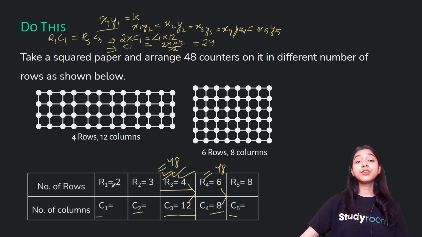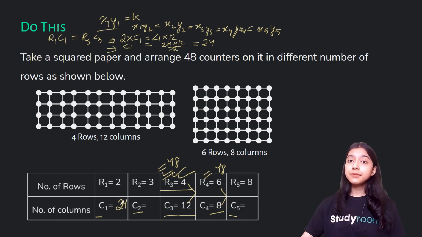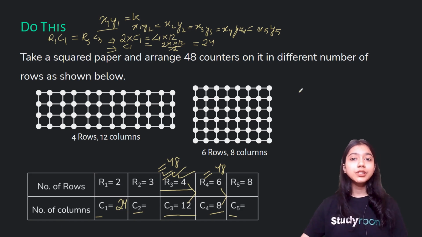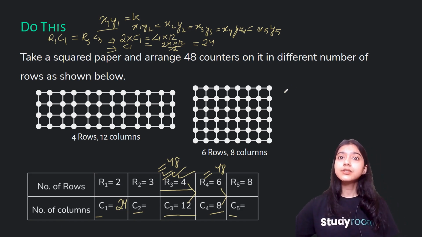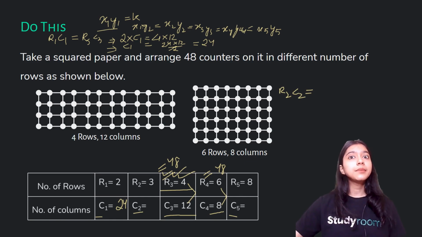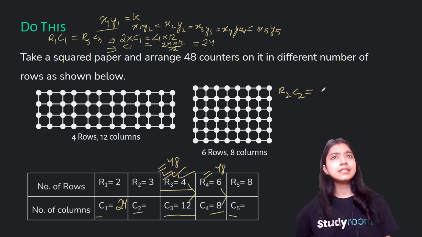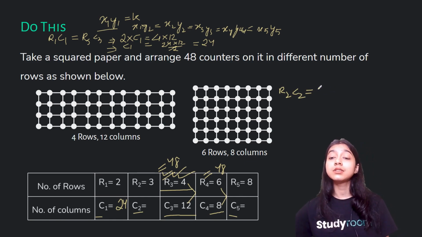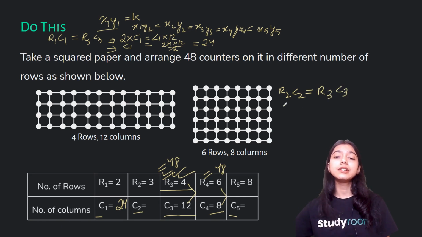So we can say that when the number of rows is 2, the number of columns will be 24. In a similar way, let's try calculating the number of columns when the number of rows is 3. Again in this case, we can write the product of these 2 variables. That means R2 multiplied with C2 should be equal to the product of the variables in any other known case. Let's take again R3 and C3, so it will be equal to R3 multiplied with C3.